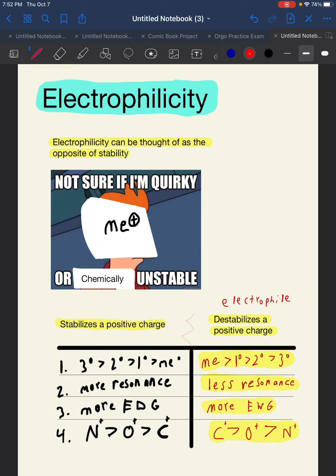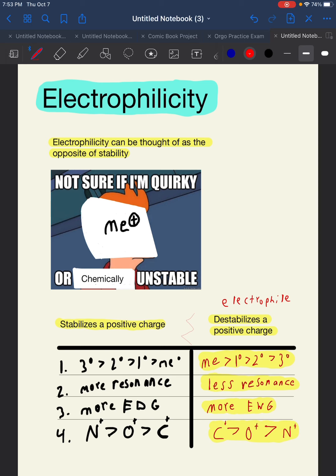The next thing that stabilizes a positive charge is electron donating groups. So the more electron donating groups you have, the more stable the positive charge on the molecule. So what's that mean for electrophilicity? The more electron withdrawing groups, or the less electron donating groups you have on a molecule, the less stable that molecule is and the more reactive it is, meaning the better the electrophile it is.